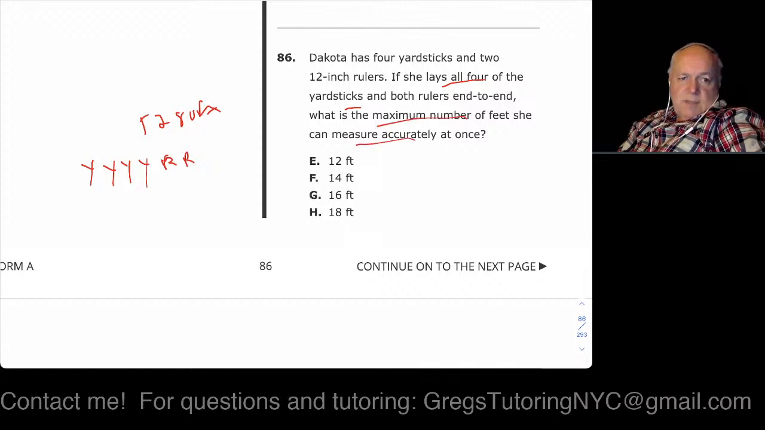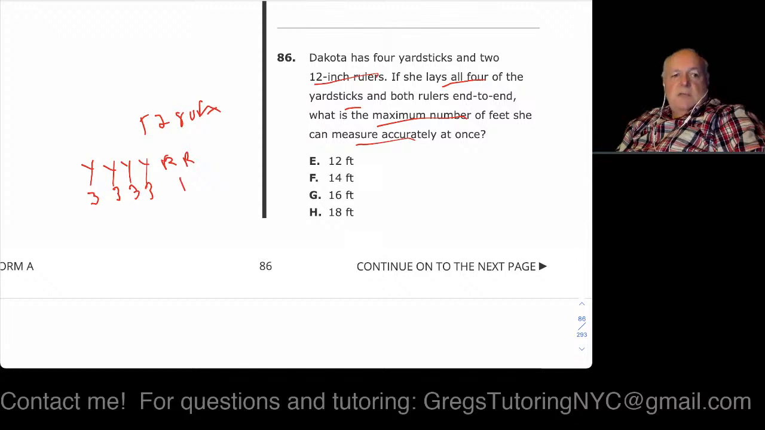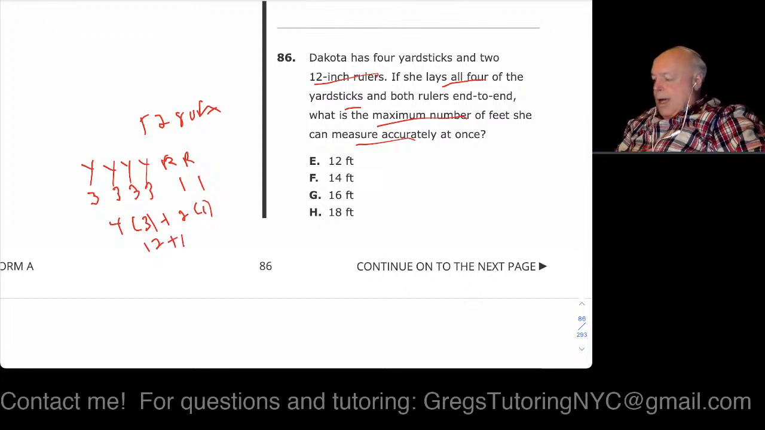Well, it seems to me that a yardstick is 3 feet, 3 feet, 3 feet, 3 feet, and the 12-inch ruler is 1 foot and 1 foot. Okay? So it seems to me she has 4 of the 3s plus 2 of the 1s. Okay? So that's 12 plus 2, which is 14. That's all that's asking. So that would be F. All right. Again, these ones aren't too bad.